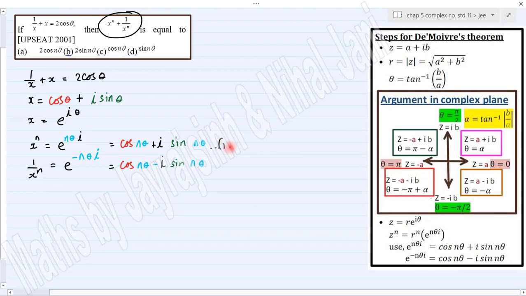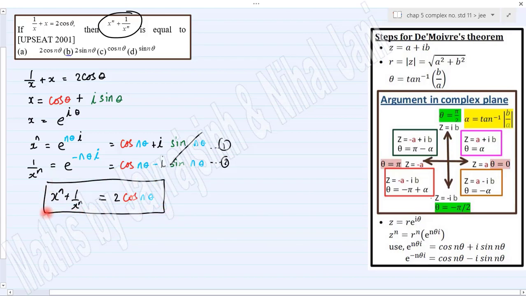Now, if we add equation number 1 and 2, you will get x raised to n plus 1 by x raised to n is equal to cos n theta plus cos n theta, which is 2 times cos n theta. And your sin n theta is in plus and minus form, so it will be cancelled out. So ta-da! We get x raised to n plus 1 by x raised to n is equal to 2 cos n theta, which is given in option A.